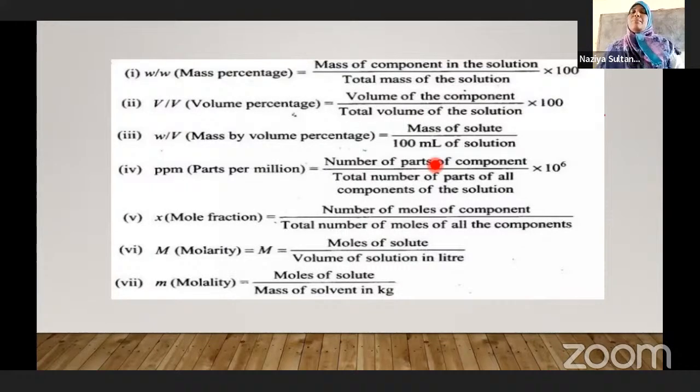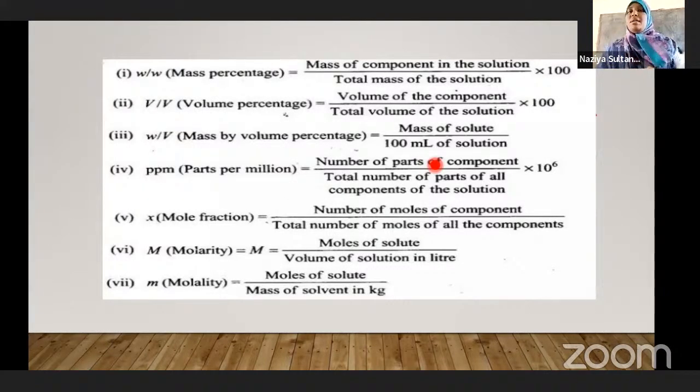As we are learning this chapter, molality is very important because it is going to be expressed again in terms of elevation in boiling point and depression in freezing point. Those two depend upon the molality, and osmotic pressure depends upon molarity. So please go through these formulae.